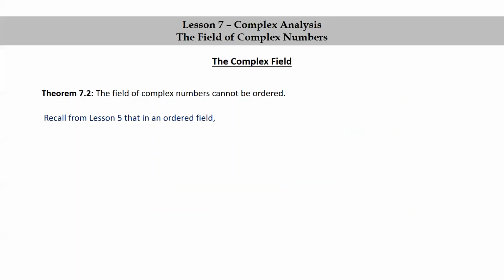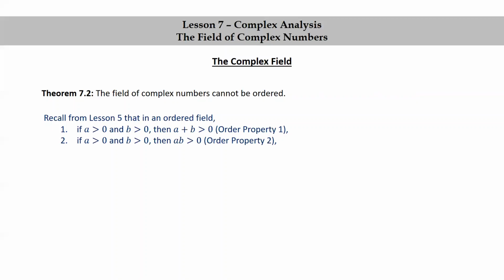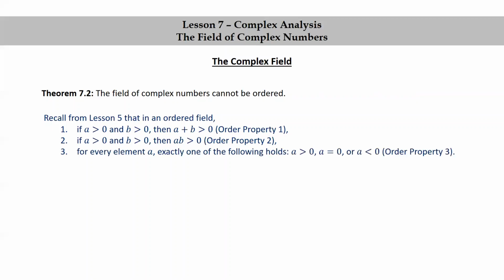Before we jump into the proof, let's just remember what an ordered field is. Recall from lesson 5 that in an ordered field, we have the following 3 properties. If a is positive and b is positive, then a plus b is positive. That's order property 1. If a is positive and b is positive, then a times b is positive. That's order property 2. And 3, for every element a, exactly one of the following holds: a is positive, a is 0, or a is negative. And by a being negative, we mean that negative a is positive.